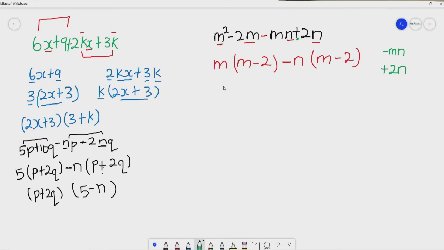Both brackets have the same thing, so we're clear. m minus 2, and in the second bracket, put the stuff that is outside. This would be m take n. And this is the factorization for m squared minus 2m minus mn plus 2n.